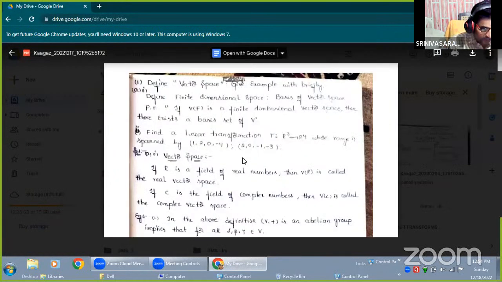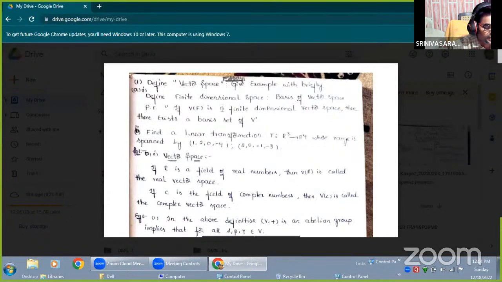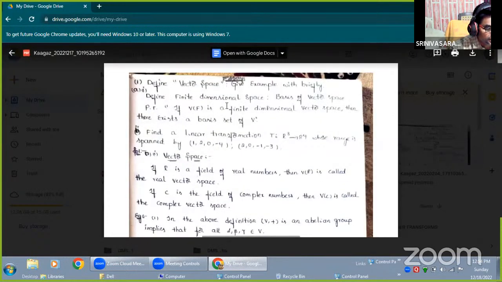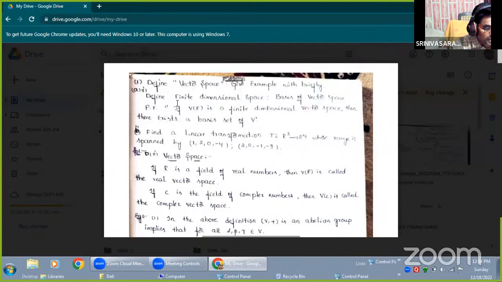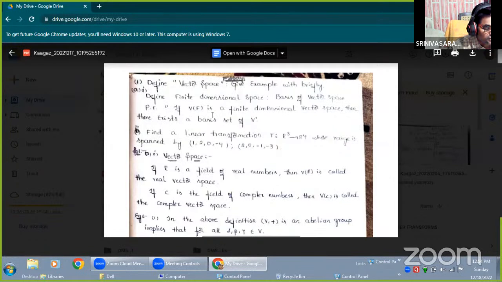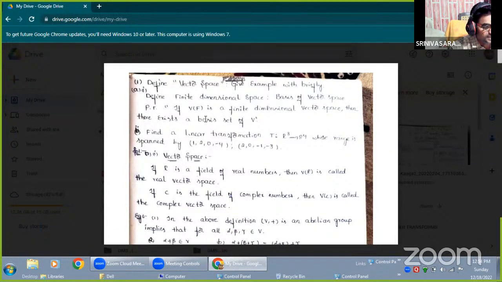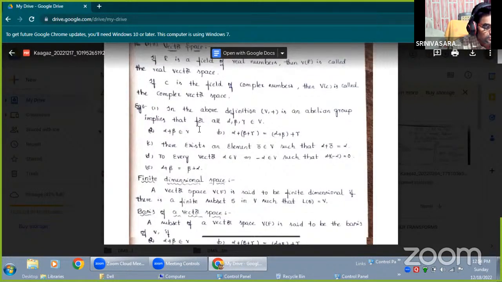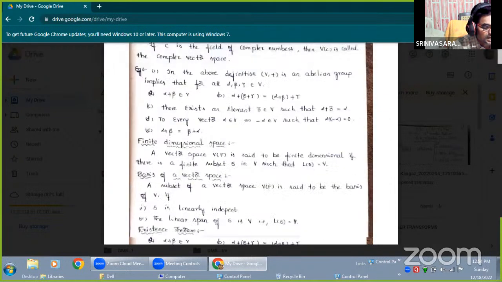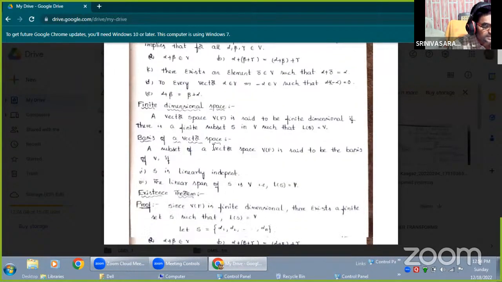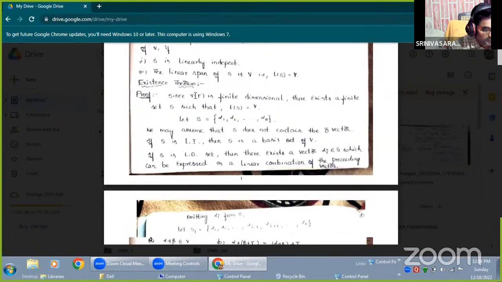Now, this is the important concept. Just you have to refer. This problem is: define vector space, give an example briefly. In this examination, this is very important. Next one: define finite dimensional space, basis of a vector space. Prove that if V of F is a finite dimensional vector space, then there exists a basis set of V. This is one of the problems. This covers the definition of a vector space, finite dimensional space, basis of a vector space, and then the existence theorem is also presented here.